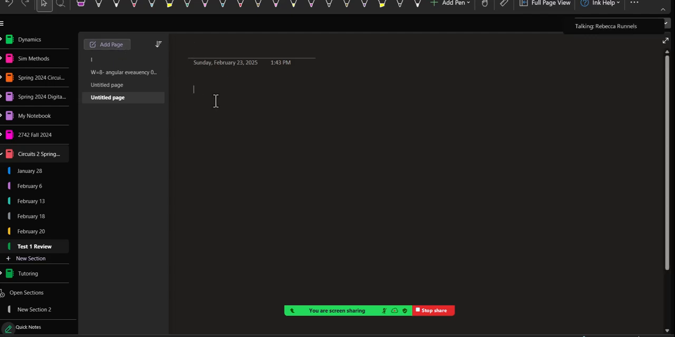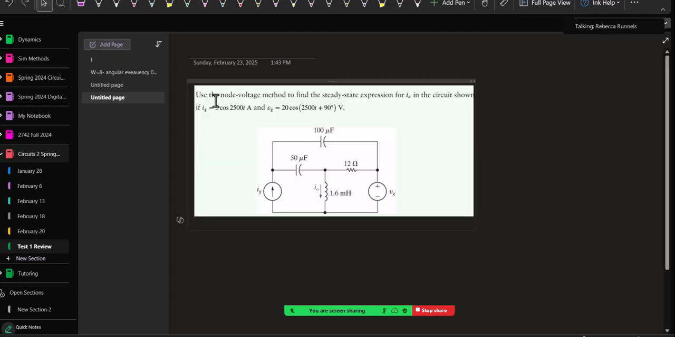Okay, so you'll see nodal analysis called all kinds of different things in different books. The book I got this from calls it node voltage. It's just a different way of referring to it. So use the node voltage method to find the steady state expression for I in the circuit below. So we're trying to find the current through the 1.6 millihenry inductor. And I'm going to go through this pretty quickly.